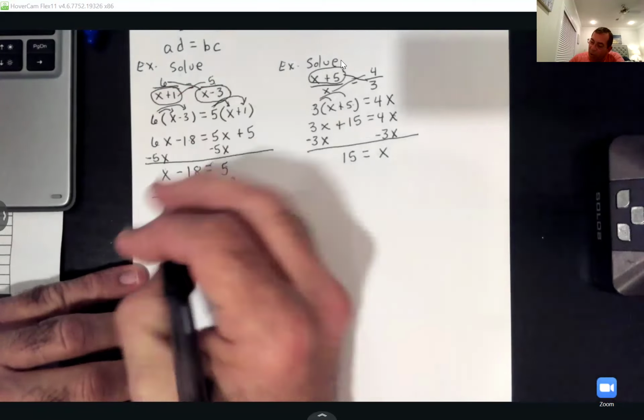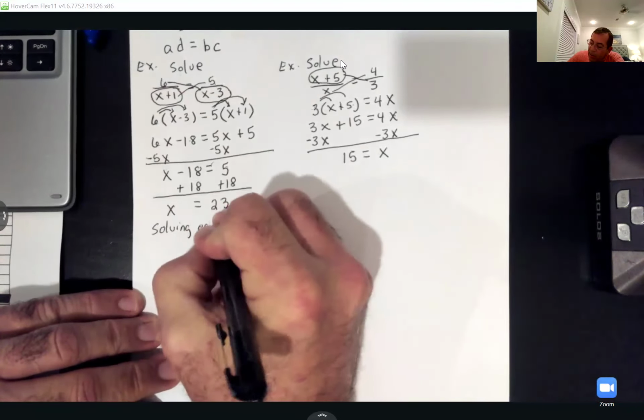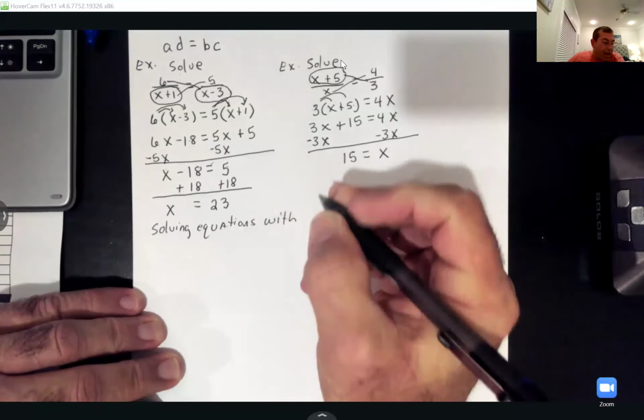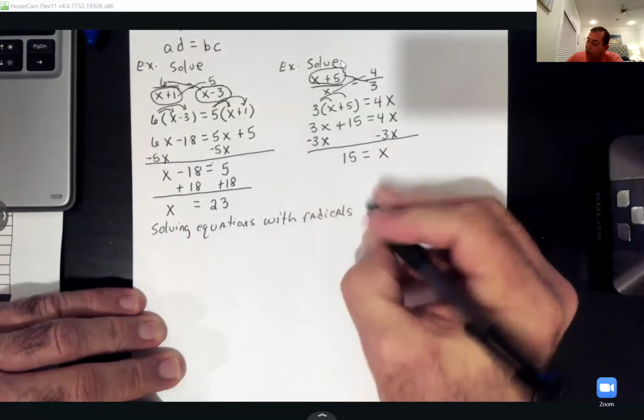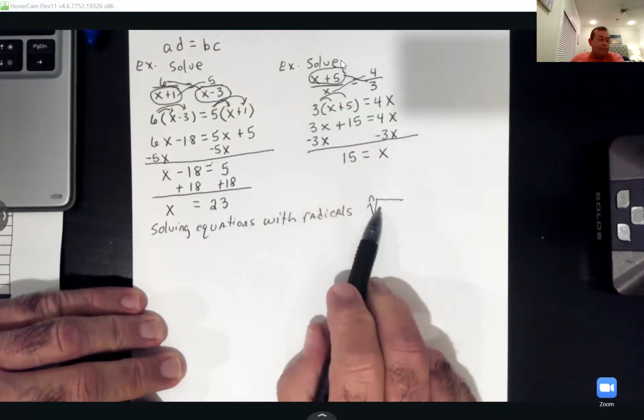So now we're going to look at solving equations with radicals. And your radicals are like square roots, okay?